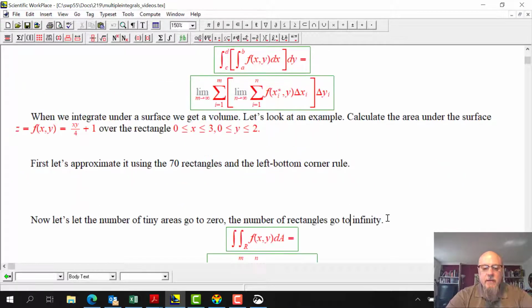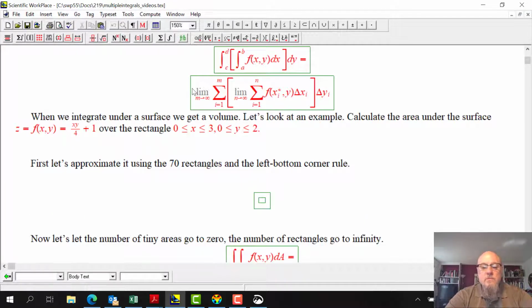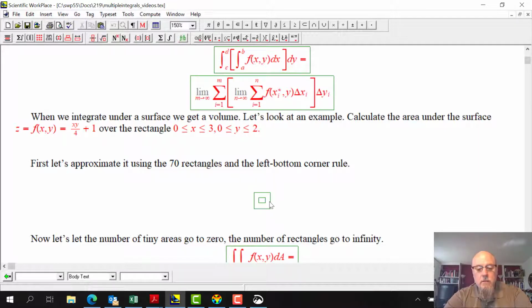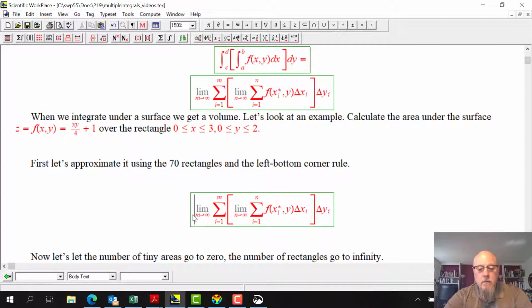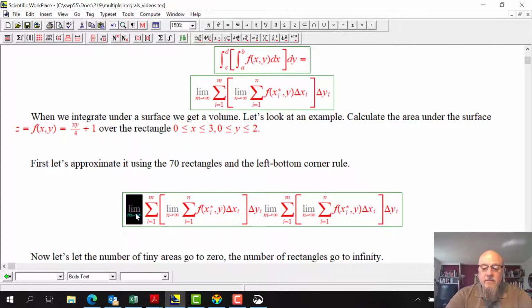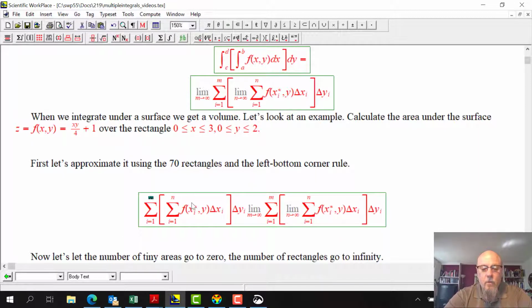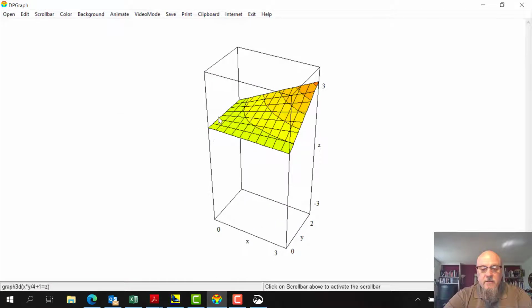If we want to actually figure it out, though, I'm not taking the limits yet. I'm just using those 10 and 7 rectangles. So x goes from 1 to 10. There were 10 divisions here: 1, 2, 3, 4, 5, 6, 7, 8, 9, 10. And 7 here: 1, 2, 3, 4, 5, 6, 7 for the y's and the x's.